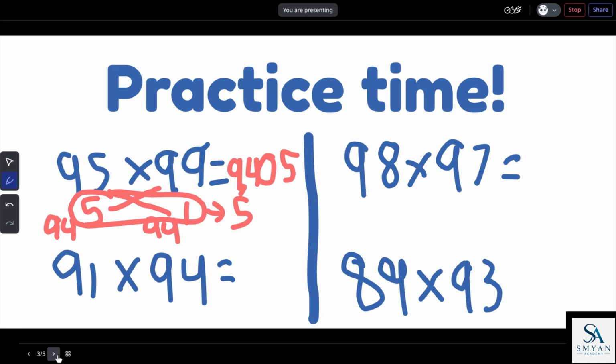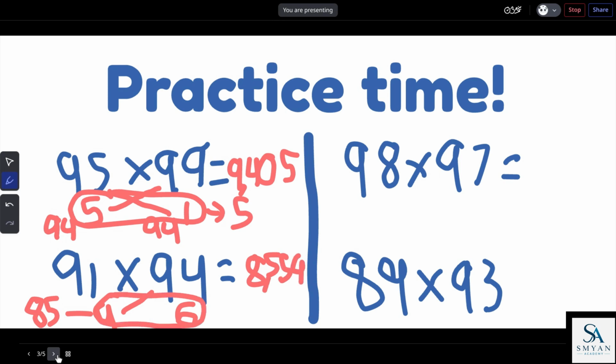Alright, let's move on. 91 times 94. Same trick. 100 minus 91 is going to give you 9, and 100 minus 94 is going to give you 6. Now we do cross subtract. 94 minus 9 is pretty simple, it's going to give you 85. Same way, vice versa, 91 minus 6, but we'll not do this one this time. After that, we do the final step, 9 times 6, the differences, which is 54. That's your answer, 8,554.